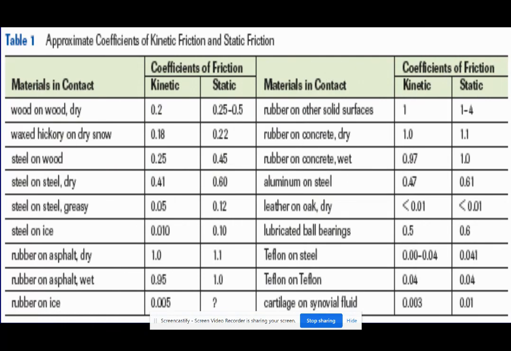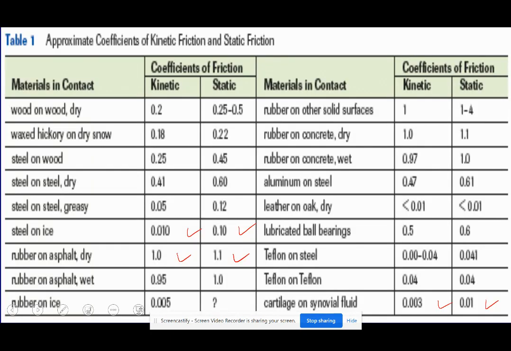Here's a bunch of mu's for both kinetic friction and static friction. For those people that are hockey players, steel on ice, a very low coefficient of friction. Rubber on asphalt has a fairly high coefficient of friction. The lowest one on here is cartilage on synovial fluid. That's where our joints are able to rub so effortlessly across each other.